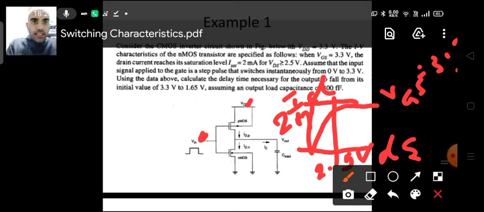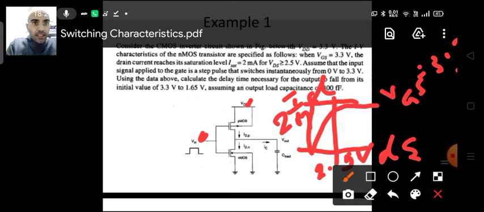Initially the output is at the stable value of 3.3 volts, and now it is falling. We have to calculate the delay time when the output falls from the steady state value of 3.3 volts to 1.65 volts. If I halve 3.3 volts, we get 1.65 volts.